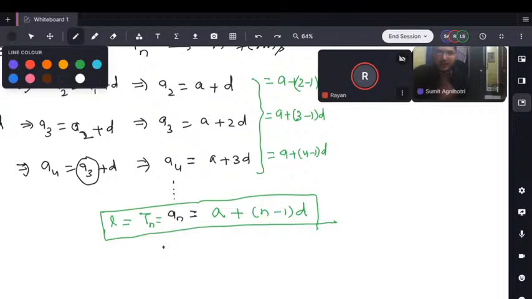That means if you put the value of nth term, it will be n by 2. Nth term has this value that you can substitute here, and you will get twice of a plus n minus 1 into d. I want you to remember these two very important formulas. The first one is nth term of AP, and the second one is sum of n terms of AP. Write down these two formulas in your record, and let me know if you have any doubt.